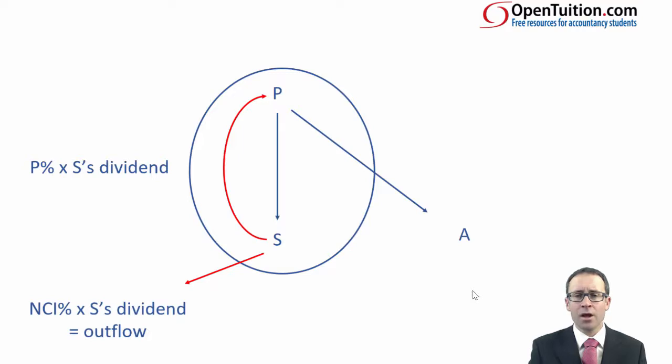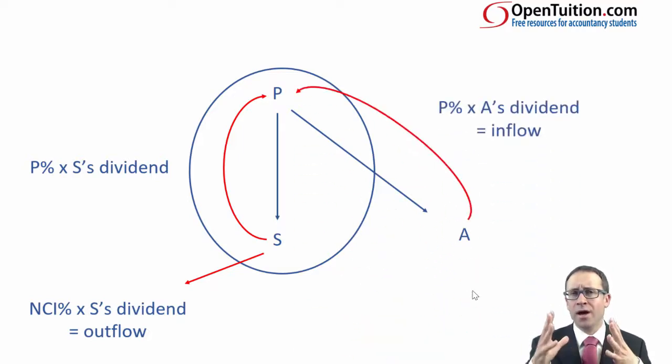Okay. We then go through and consider what happens if A, the associate, goes through and declares a dividend. Well, if the associate declares a dividend, again, this gives rise now to another cash flow between the group and the outside world, because the associate declares a dividend and P will record its share of that dividend. Now, what we've got to be careful of here is that that is an inflow, isn't it?